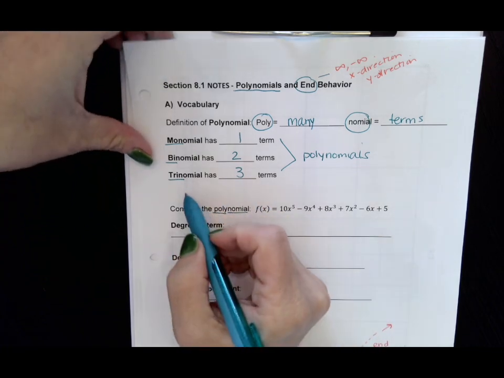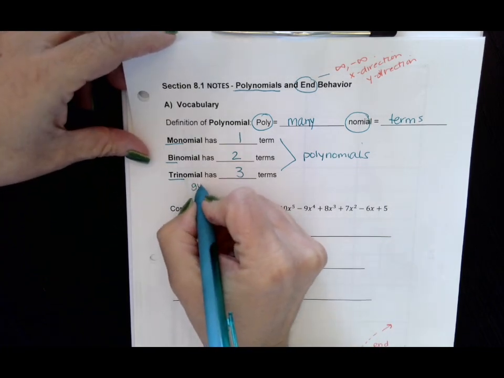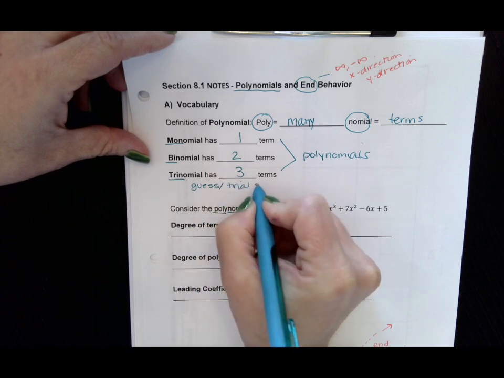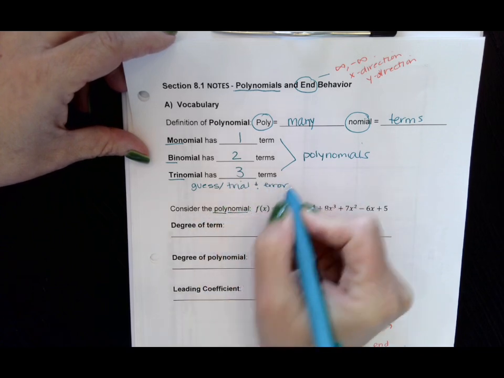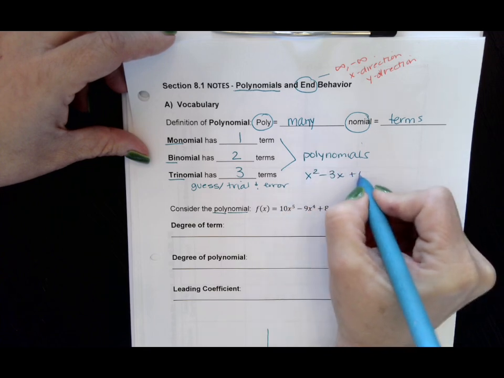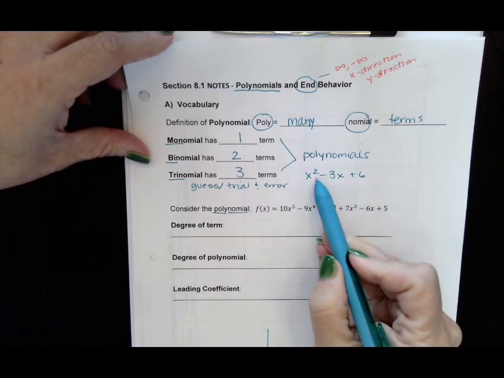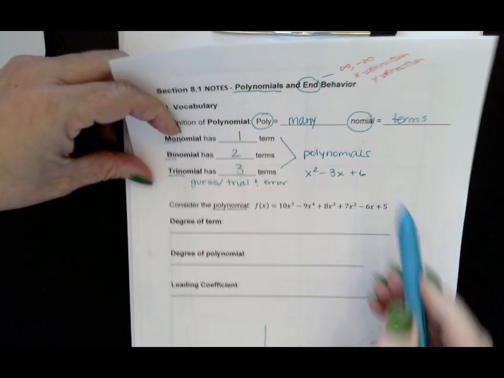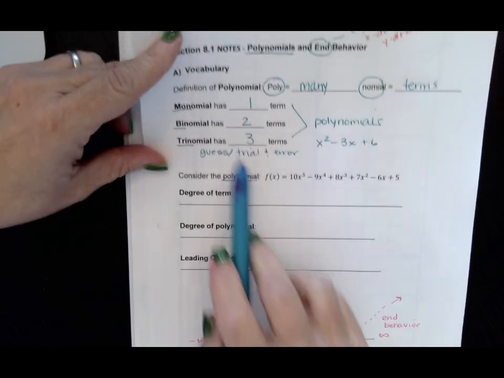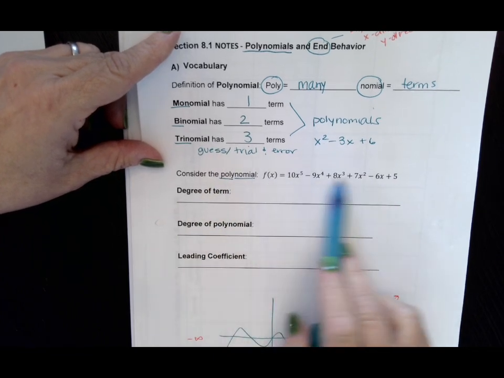So these are all polynomials, but these are some specific ones. So we know what a trinomial is. We do this when we have guess and check, right? Trial and error when we factor. So that would be a trinomial. So x squared minus 3x plus 6, something like that. So I have 3 terms, 1, 2, 3. Okay, so now let's look at this polynomial. I've got many terms, so it's not one of these specific ones. I've got all of these different terms.